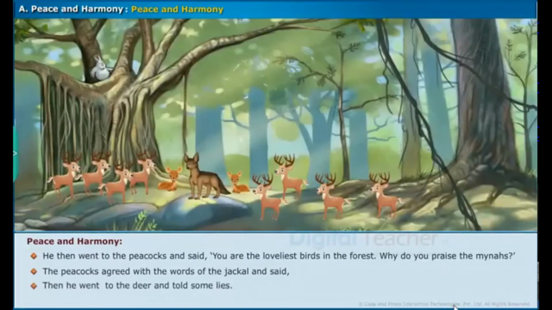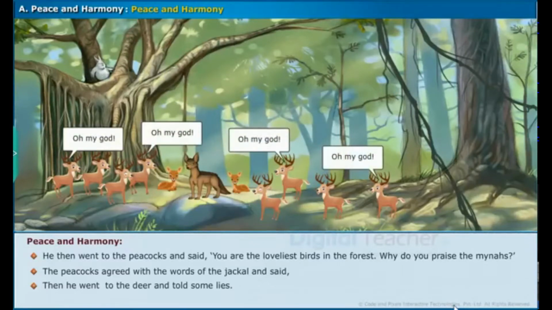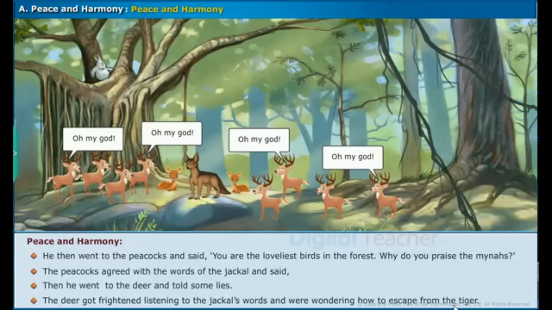Then he went to the deer and told some lies. "The tiger is waiting for a chance to kill you all." Oh my God! The deer got frightened listening to the jackal's words and were wondering how to escape from the tiger.